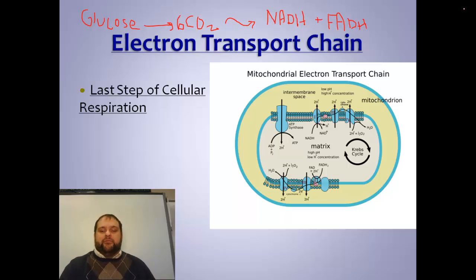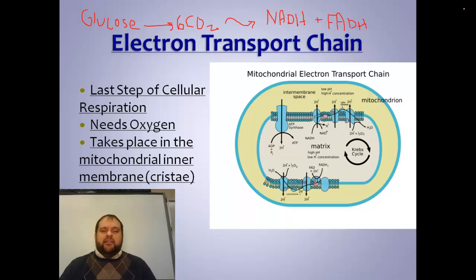So this is our last step of cellular respiration. This step needs oxygen, so it requires oxygen. This step is aerobic. Without it, it can't function. And it takes place on the inner membrane in the mitochondria, that area called the cristae, all those folds.